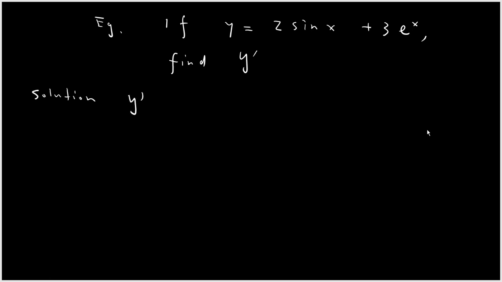The derivative of y, in this particular case, we are trying to differentiate the function y, okay? The derivative of y, we copy y as a function of x. By that we mean we are trying to differentiate the function 2 sine of x, plus 3 e to the power of x. We are trying to differentiate that, right?